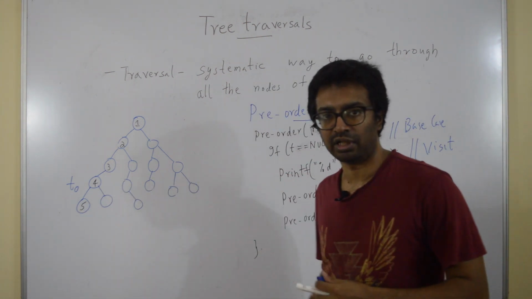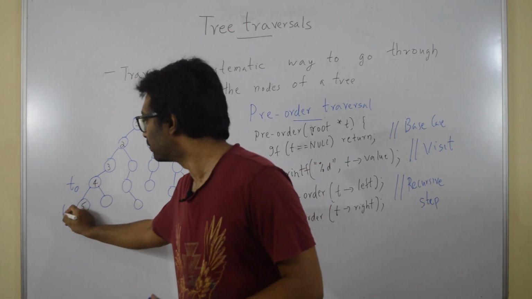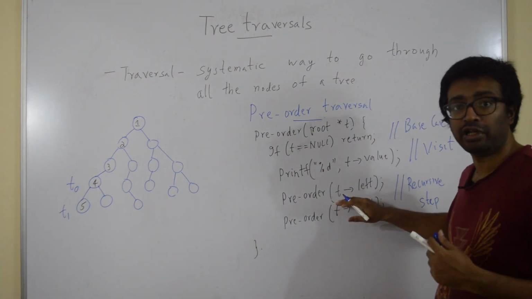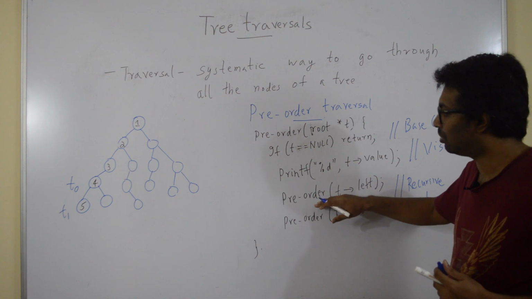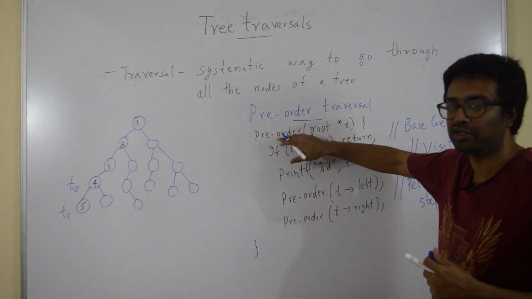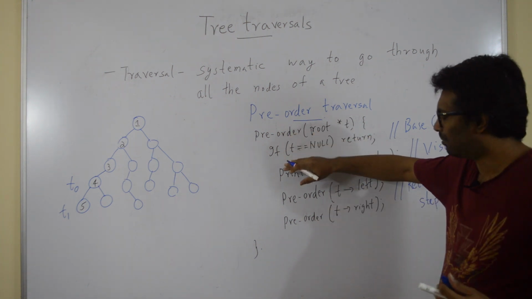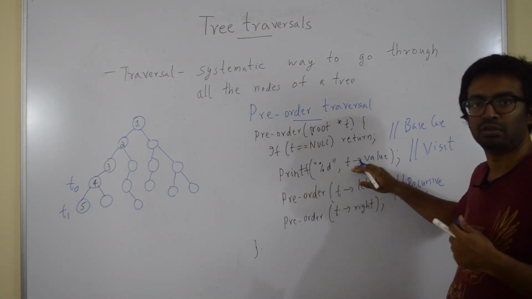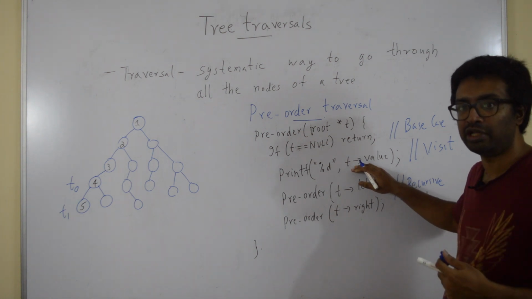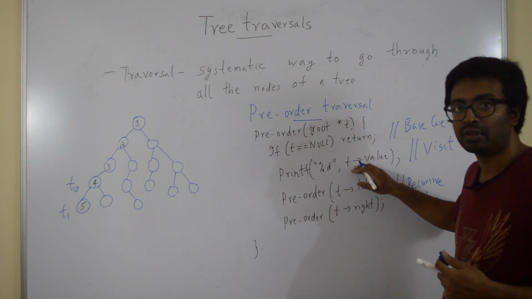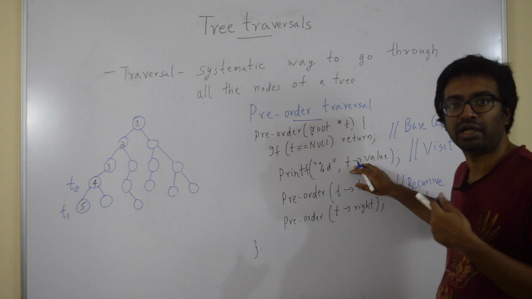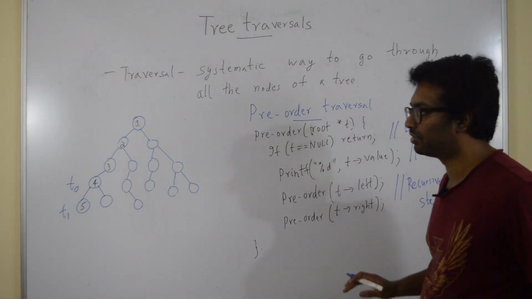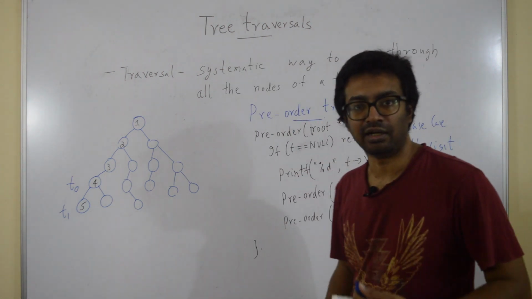I go there, right? And I'm going to name this T1. So T0 left is T1. So pre-order T1. So I come into the pre-order function with T1. I come down, print T1's value. What happens? T1's value is 5 and 5 is printed. I come down and then go to T1's left. What is T1's left? It's null, right?